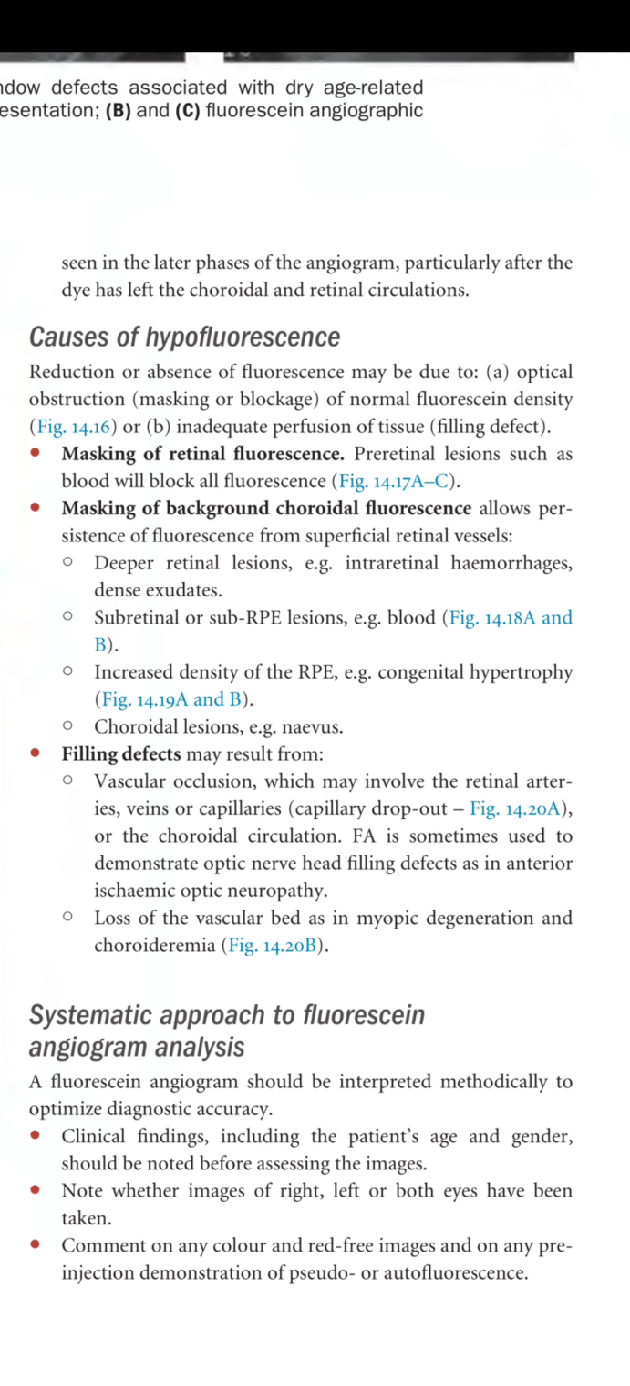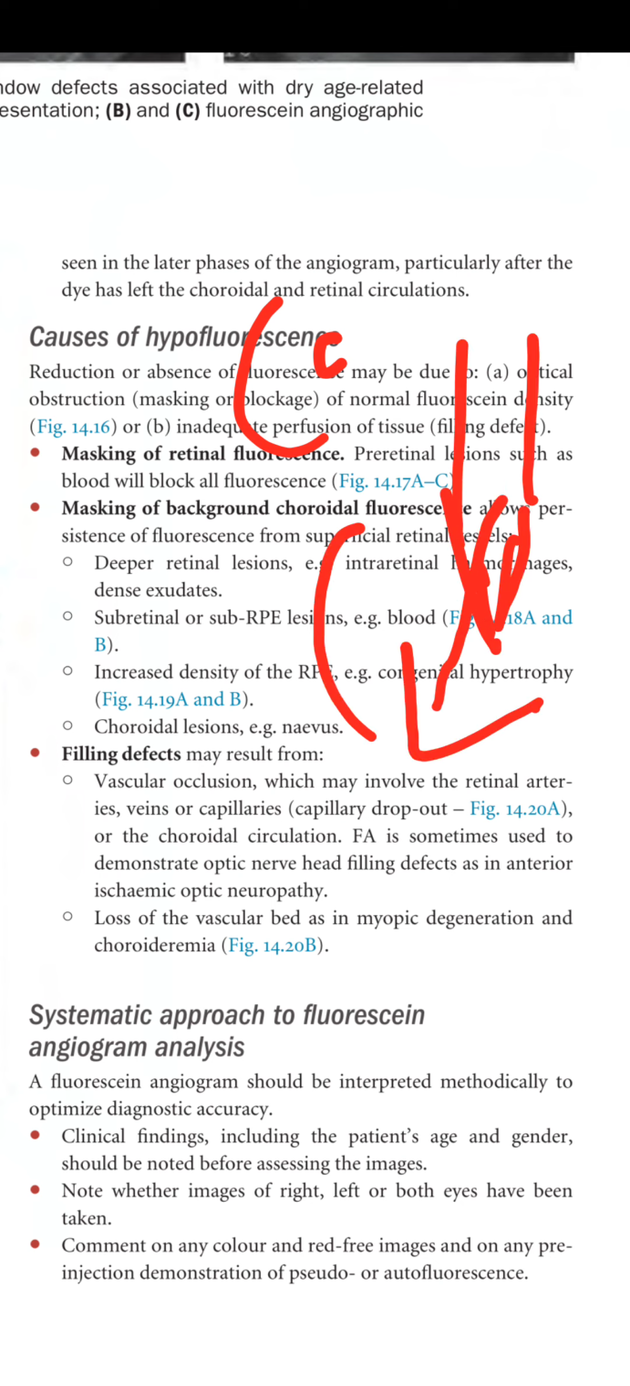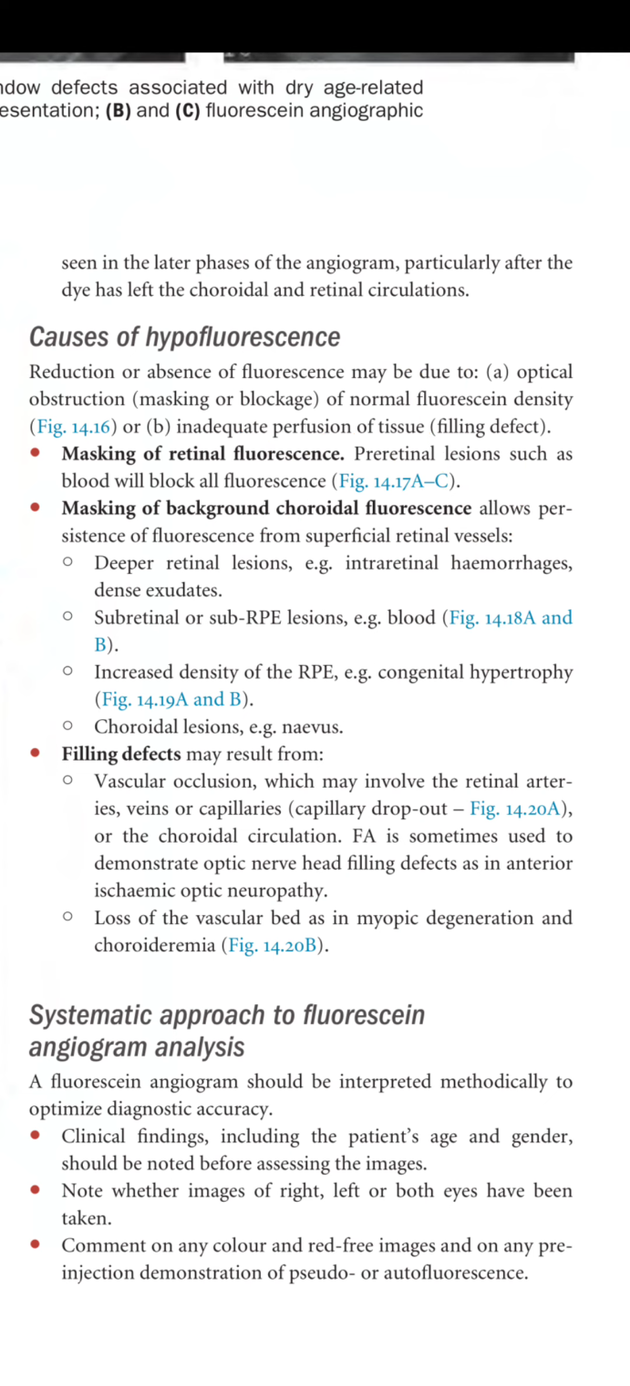If there is a filling defect because of an area of capillary non-perfusion, or vascular occlusion, which may involve the retinal arteries, veins, or capillaries, capillary dropout, or the choroidal circulation, FA is sometimes used to demonstrate optic nerve head filling defects as in anterior ischemic optic neuropathy. So whenever there is a problem in the vessels, such that they are very narrow and not filling the area, it causes that area to be hypofluorescent. Loss of the vascular bed is seen in myopic degeneration and choroideremia.